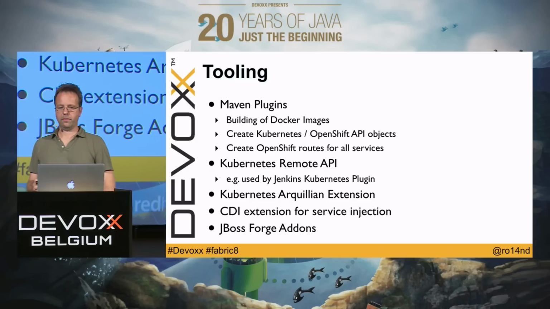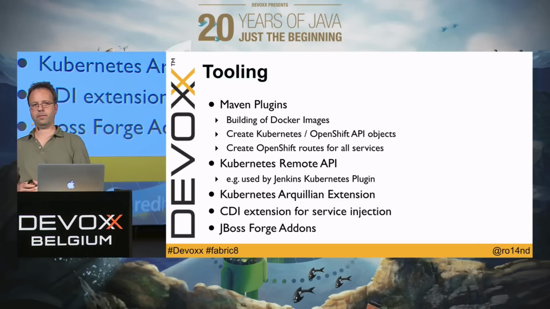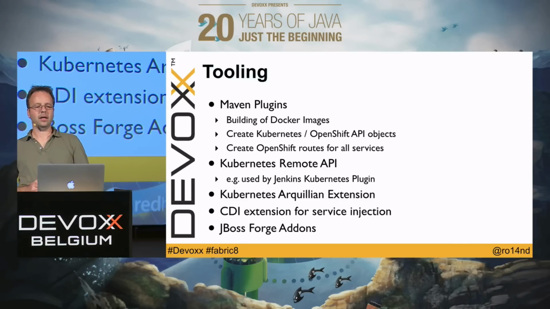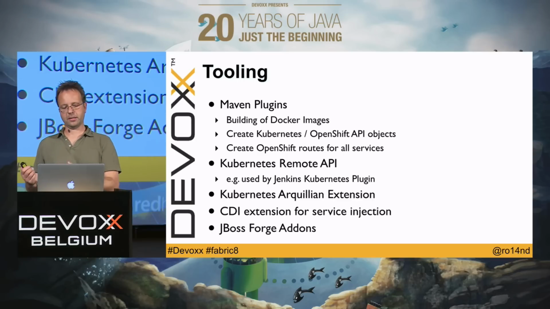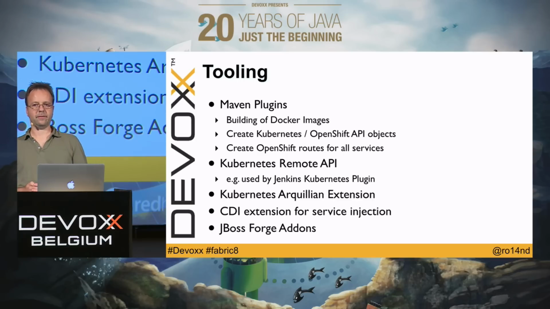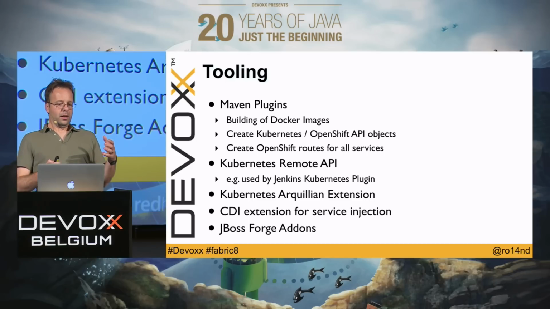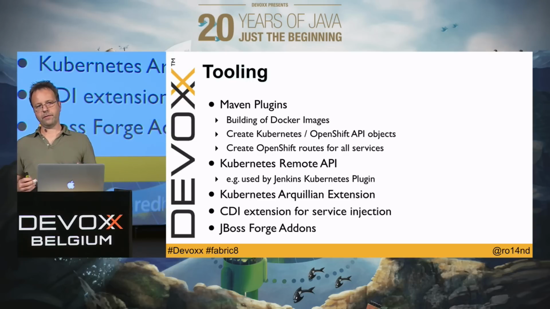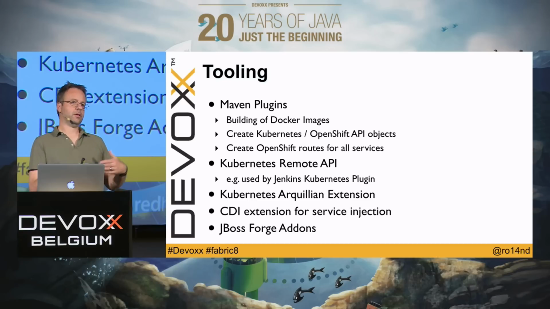Okay, we have tooling, which consists of Maven plugins, which allow you to create these deployment descriptors I showed you from the build information, which you have in the POM XML. It allows you to create Docker images, but also some other minor tasks like creating OpenShift routes or other stuff for services. There's also a Kubernetes remote API, it's a Java API, which you can use to create all these Kubernetes objects programmatically from your Java applications.